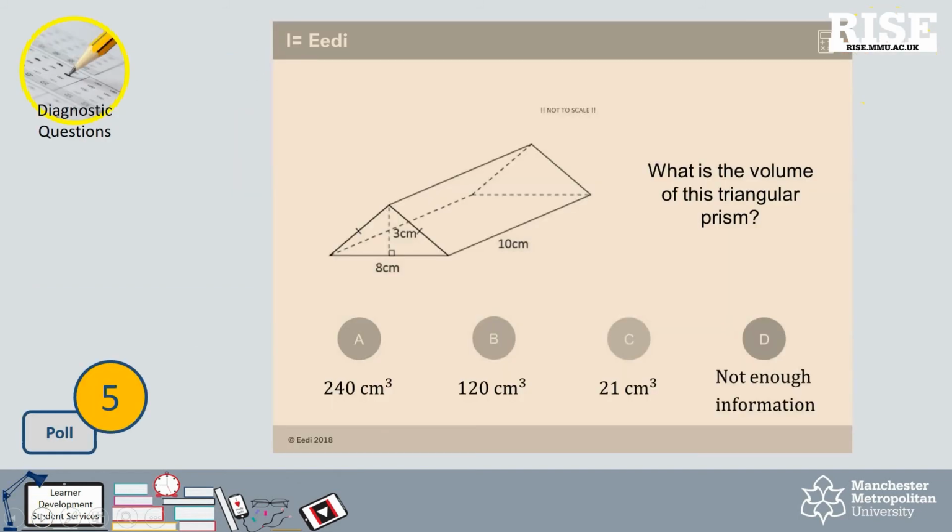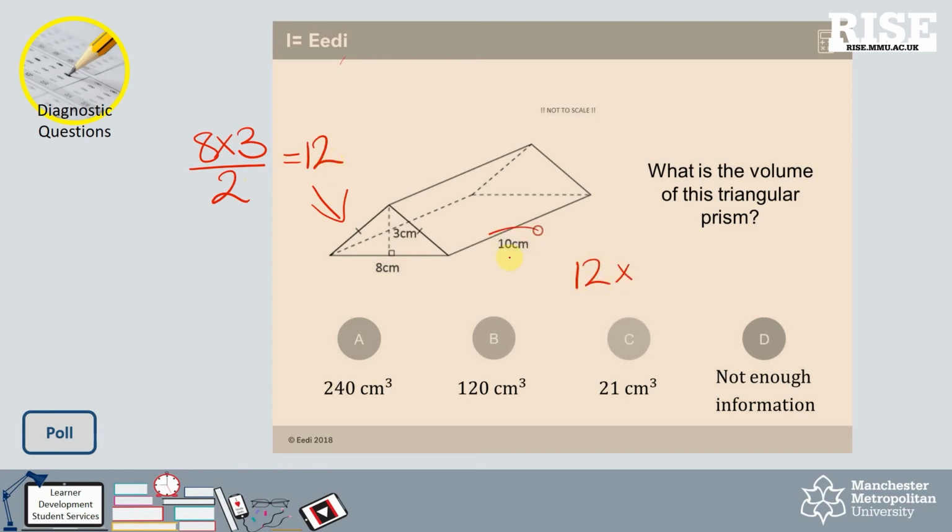Try these quick questions. Here you've got a triangular prism. Find the area of the triangle and then multiply it by how far back it goes. To find the area of the triangle then, do 8 multiplied by the 3 for the perpendicular height and divide it by 2. It gives you 12. Then take that 12 and multiply it by how long the shape is, 10. Gives you a volume of 120 centimetres cubed.